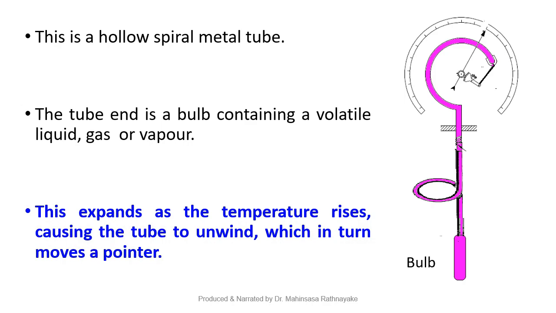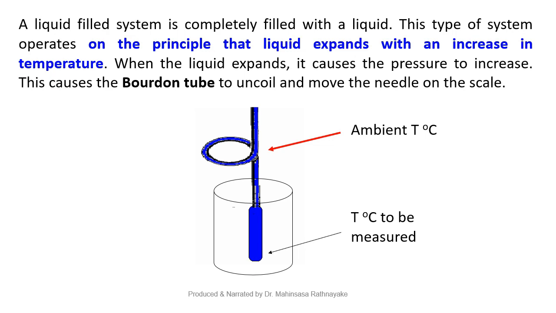This principle can be used in one specific device that is used not only in temperature measurement but also in pressure measurement, that is called the Bourdon tube. So in the Bourdon tube, the concept is the same, where the bulb is there, and the liquid expansion due to the temperature change is the principle behind the Bourdon tube. The Bourdon tube gauge is one of the most commonly used temperature measurement devices in the industry.